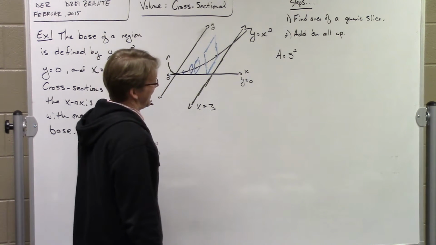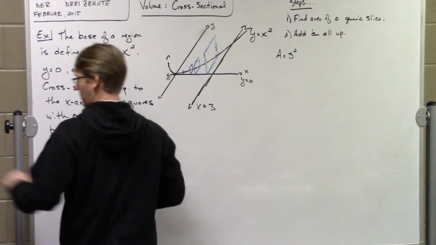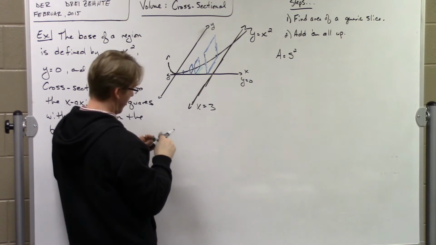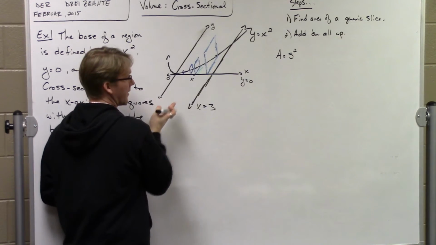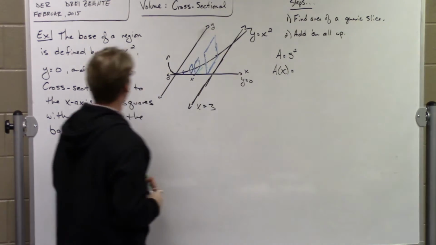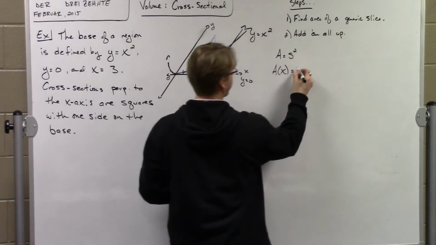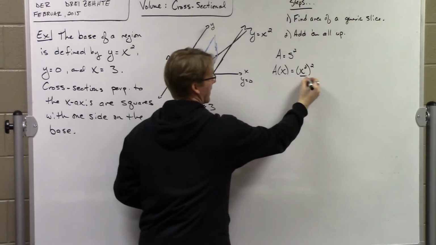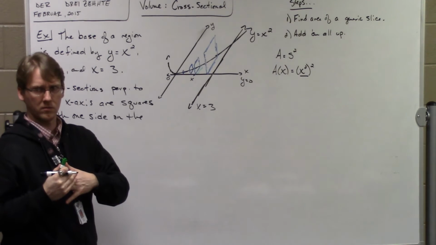All right, so the side is going to be determined by whatever this length right here is. If this is some random x, then the length of it will be whatever the y value is. So for us, the area in terms of x, one side is the distance from x to that, which is x squared. One side, squared, to get the area of a square. Pause and let that sink in. Everybody cool?